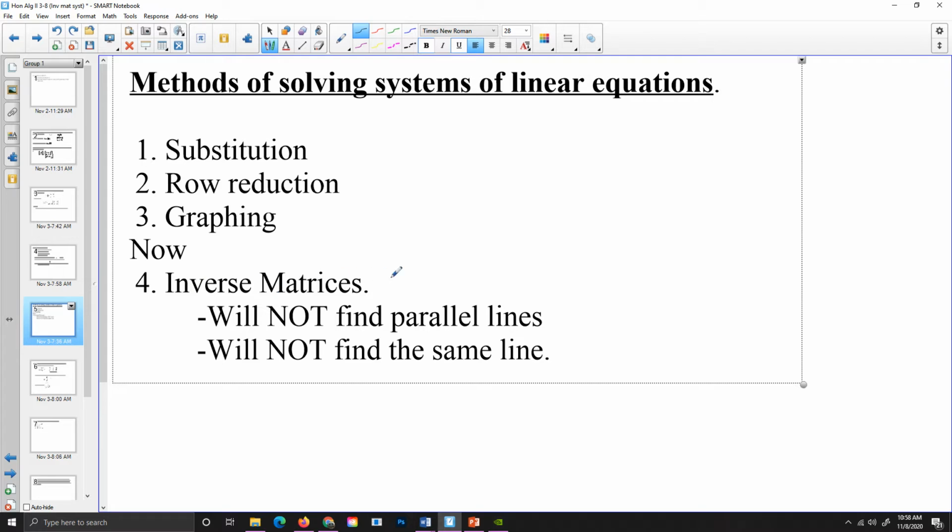Now matrices are really cool because they will do the operation very, very quickly, and I'll show you that here in a moment. But they do have a couple of weaknesses. They will not find parallel lines, and they will not find the same lines. So you just have to be careful there. And if you get an error, you may have to do a little bit more work.